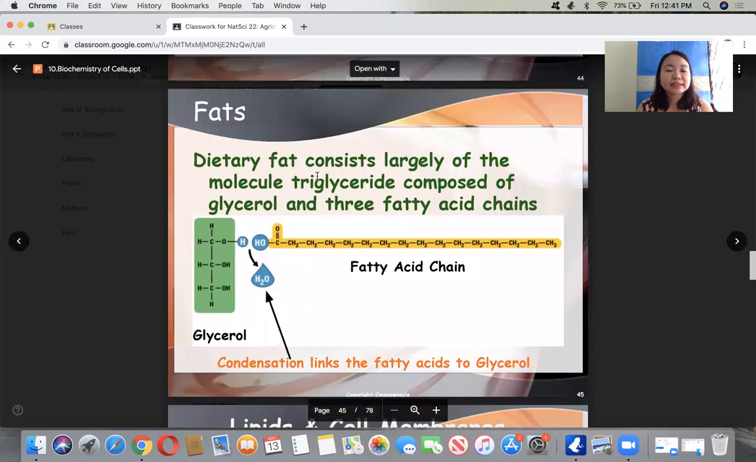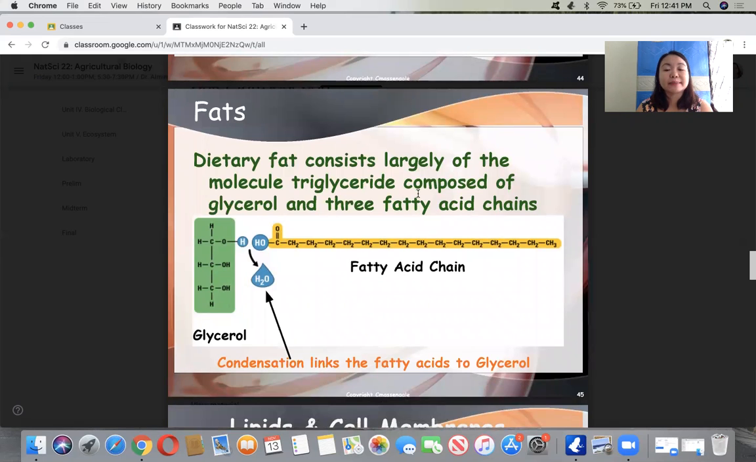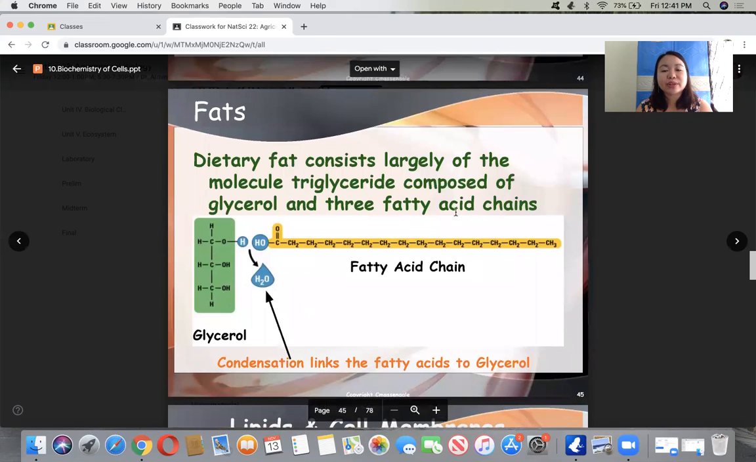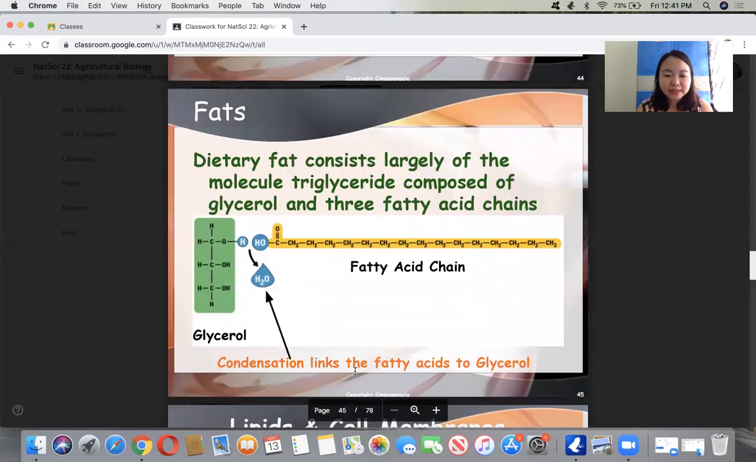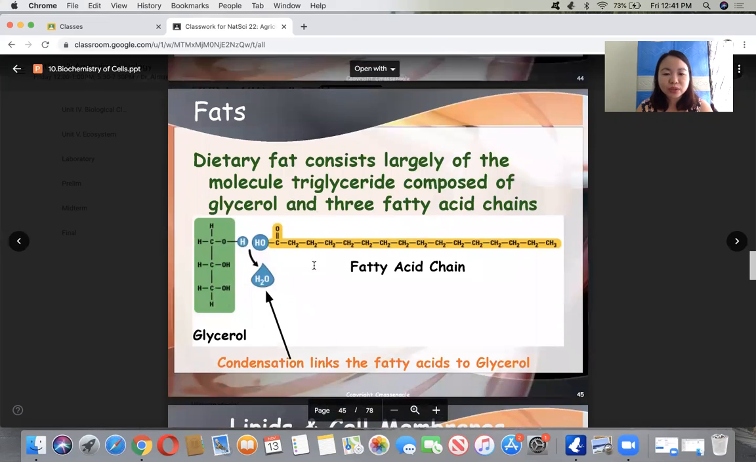So dietary fat consists largely of the molecule triglyceride, with glycerol as the backbone and 3 fatty acid chains. This is just to show you the condensation that links the fatty acids to the glycerol.